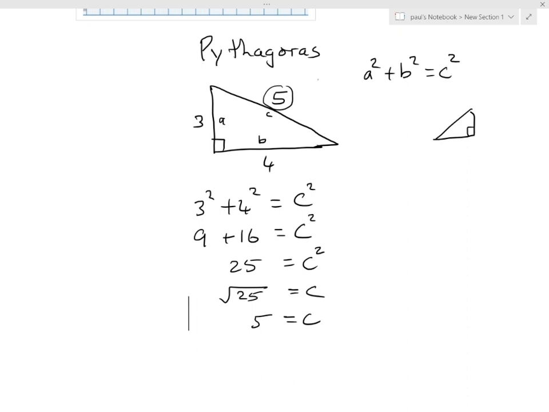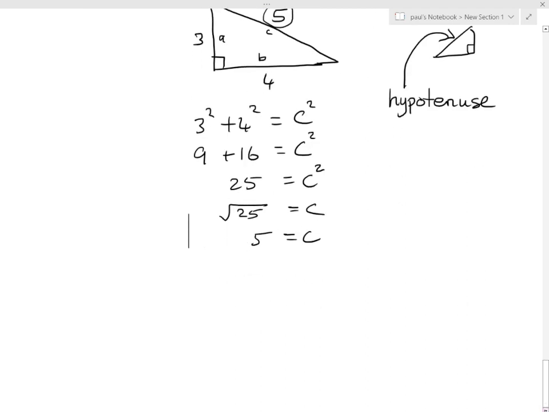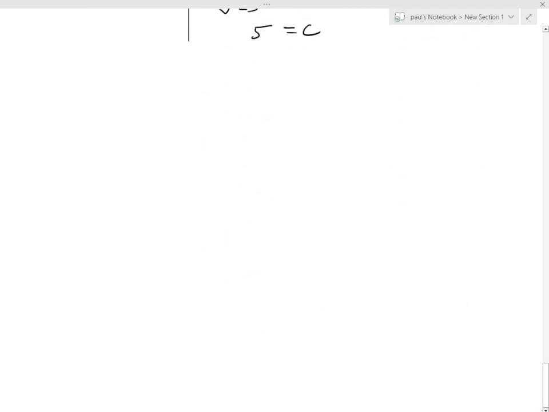Now, the longest side on a right-angled triangle is called the hypotenuse. So remember that, because we need that in trigonometry. So let's do another one. If it's a bit complicated, not drawn to scale, no good trying to measure these off exam papers. They just don't work. So we'll do 7 and 10, and we'll call that x this time.